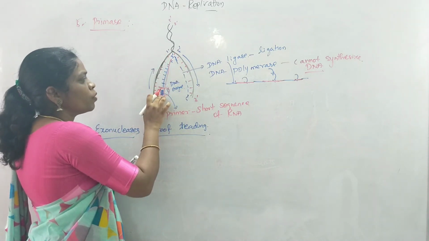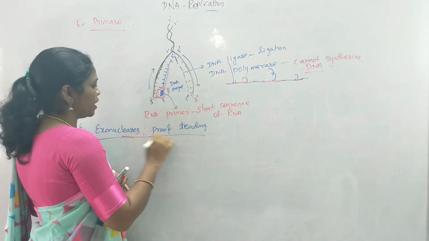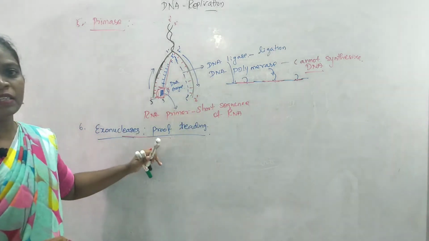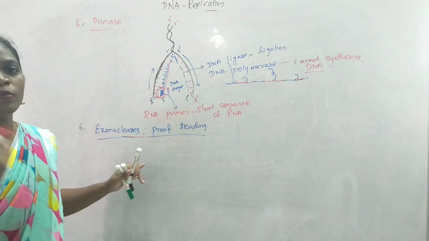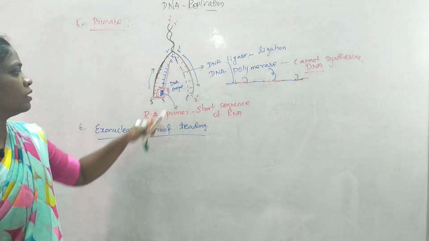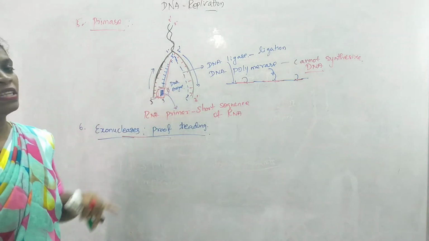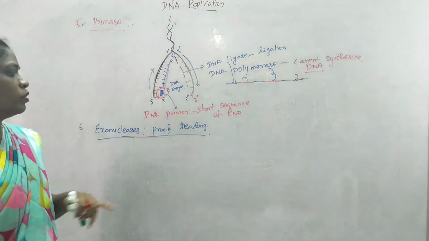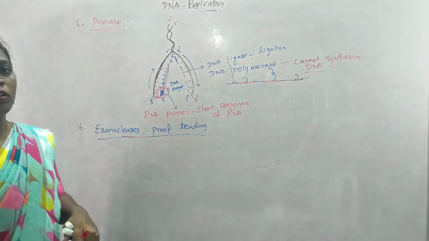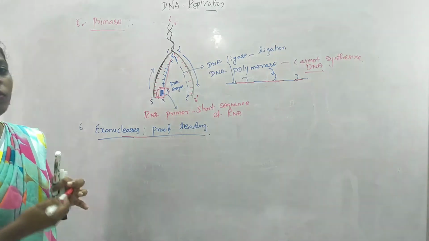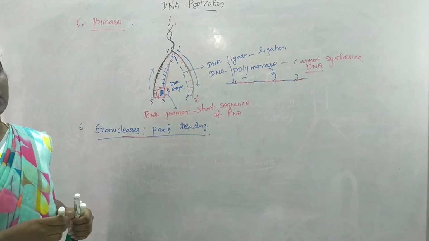So all this removal and addition will be done with the help of exonucleases. That is what is known as proofreading. The mismatched pairs or wrong pairs, or this RNA, will be sliced off from the newly synthesized DNA segment. This is done by the exonucleases. In the next video, we'll learn about the replication process in detail. Thank you.